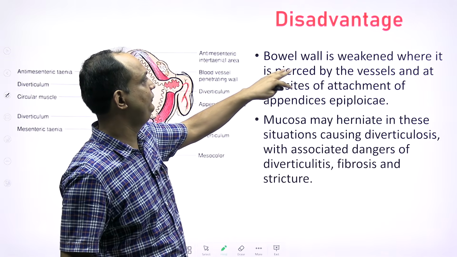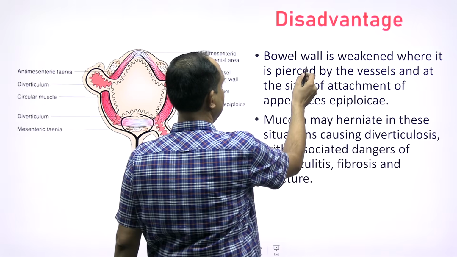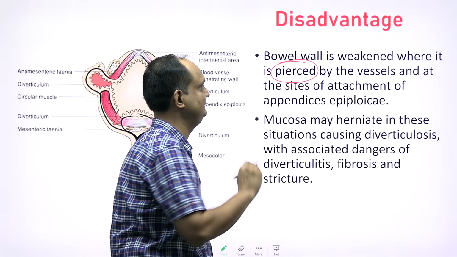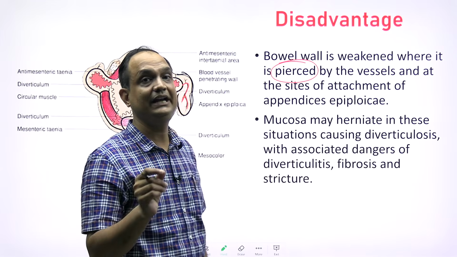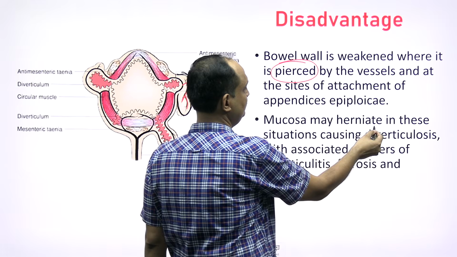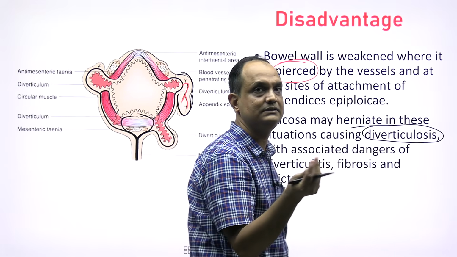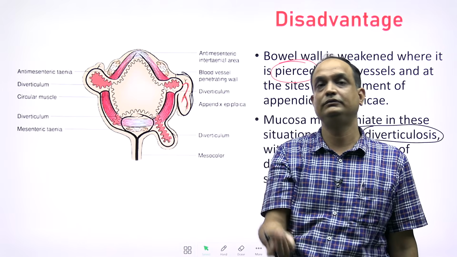So, bowel wall is weak at what point? Where it is pierced. Now, this word is important, pierced by the vessels, and those points of the pierce become the site of diverticulosis. That means the inner side of the mucosa will pop up from these points of the insertion.